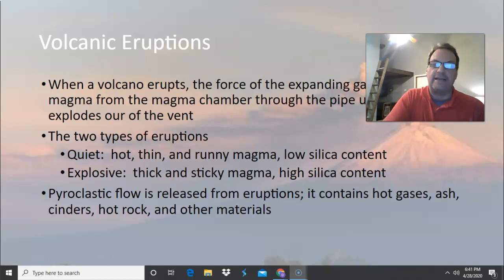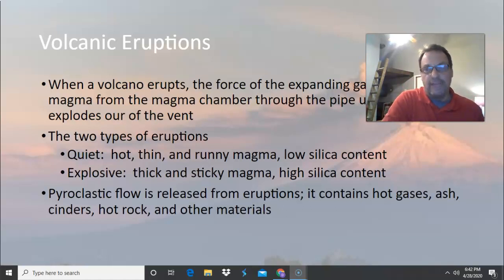You think, well, it has a high silica content, and that silica probably helps it to stick together and to become thicker and stickier. On the other side, a quiet eruption is going to be one that's just going to ooze out. It's going to be hot and thin, and it's going to run out of the volcano. A lot of times you may see pictures of that lava just rolling down a mountain, just kind of running out of it. And this doesn't have a lot of silica in it, so it's not going to be stuck together and be real thick. It's going to be a hot, thin, running magma, and this is a quiet eruption, not an explosive one.